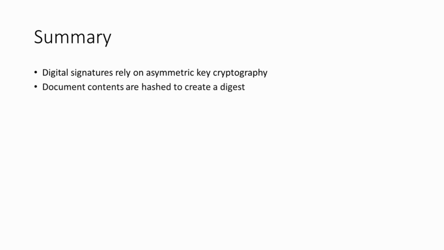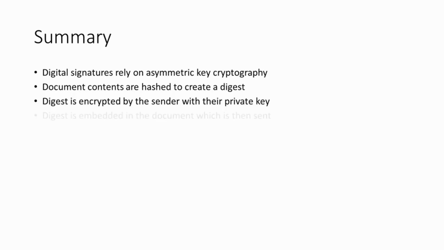To summarise, digital signatures rely on asymmetric key cryptography. A document's contents are hashed to create a digest, for example using SHA-256. The digest is encrypted by the sender using their private key. The digest is then embedded in the document, which can be sent.